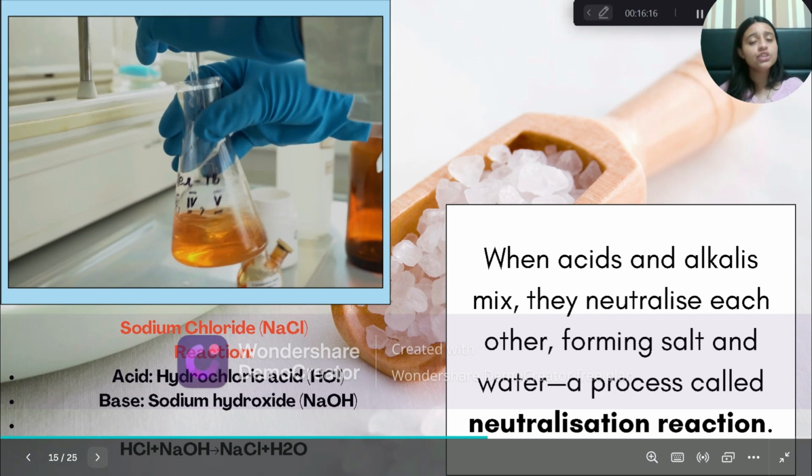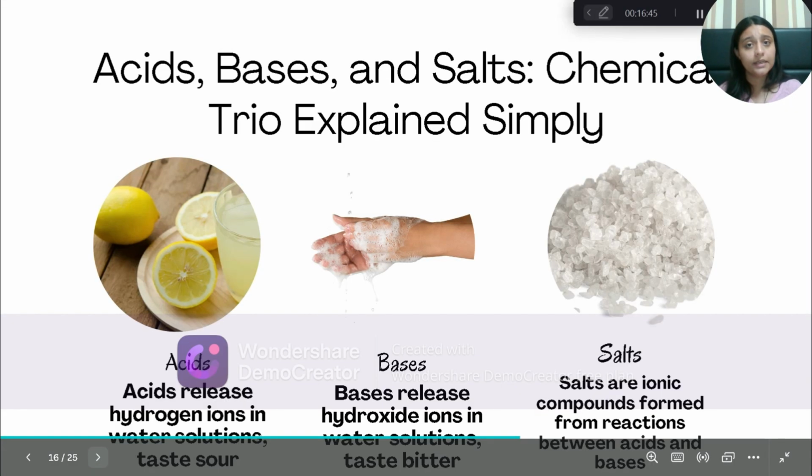So till now we have learned about acids, bases and salts. It's time for a quick recap. Acids, bases and salts together. We have learned that acids release hydrogen ions in water solutions and they taste sour. Bases, on the other hand, release hydroxide ions in water solution and they taste bitter. The salts are the ionic compounds formed from neutralization reactions between acids and bases.